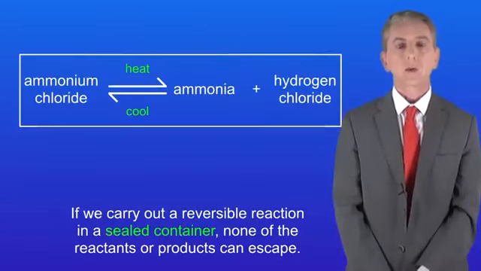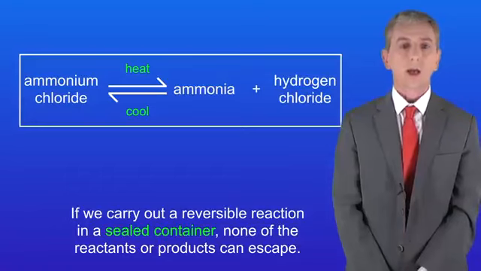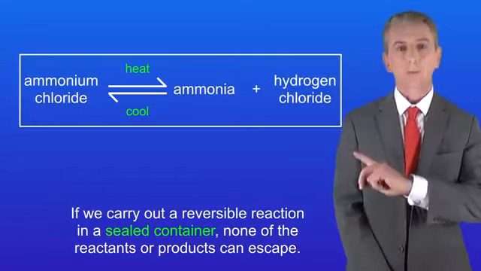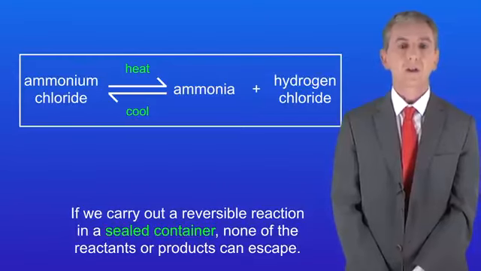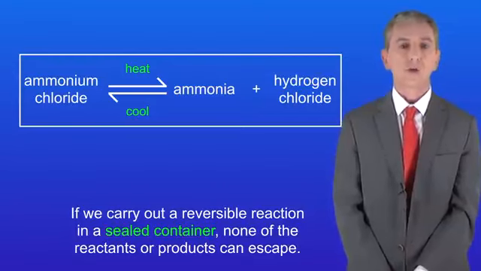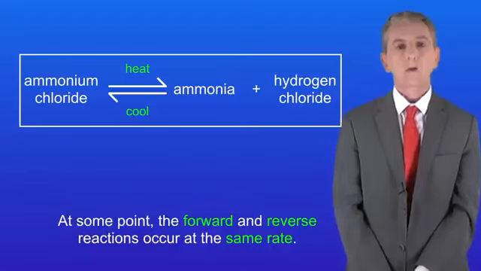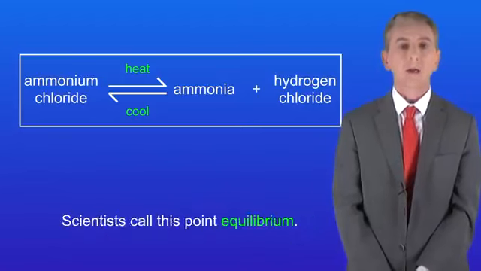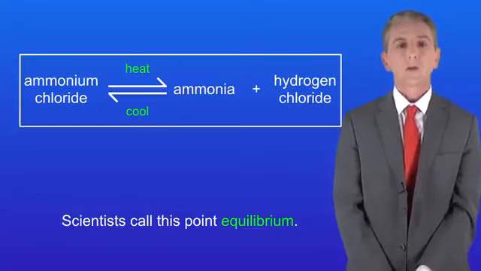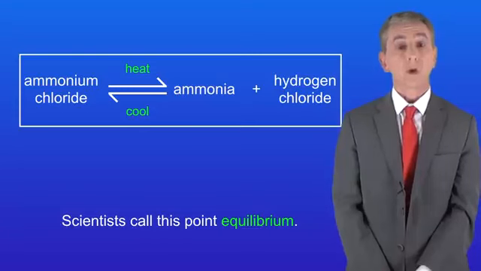In the last video, we saw that some reactions are reversible, and I'm showing you an example here. We saw that if we carry out a reversible reaction in a sealed container, none of the reactants or products can escape. At some point, the forward and reverse reactions occur at the same rate, and scientists call this point equilibrium. So in this video, we're looking at what happens to equilibrium if we change the conditions.